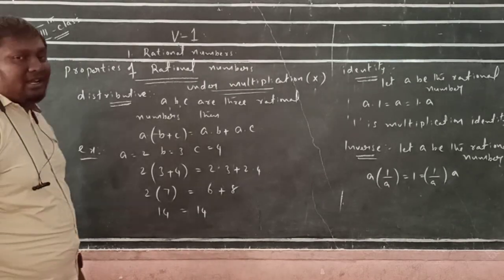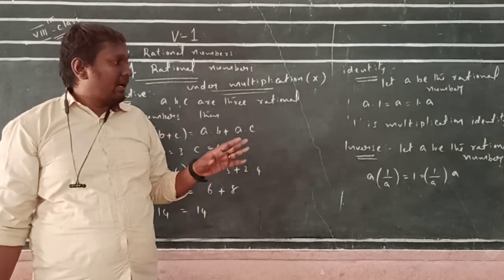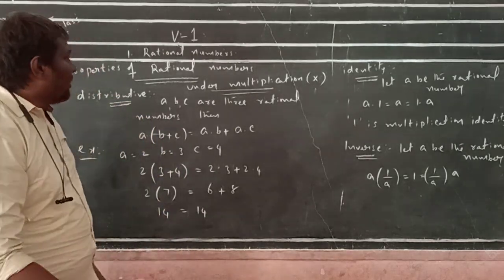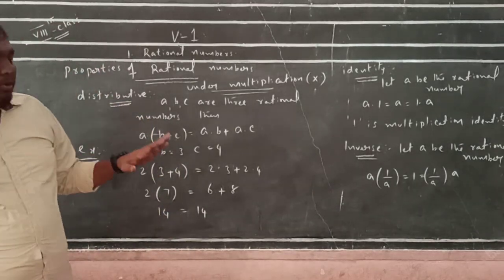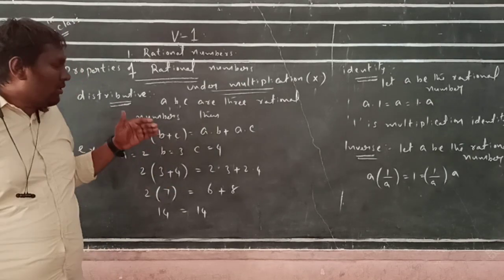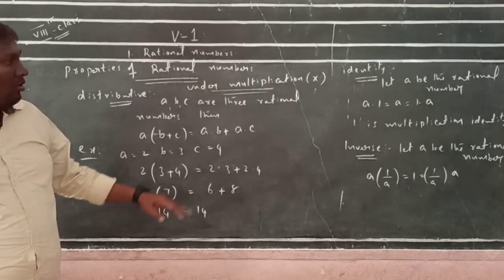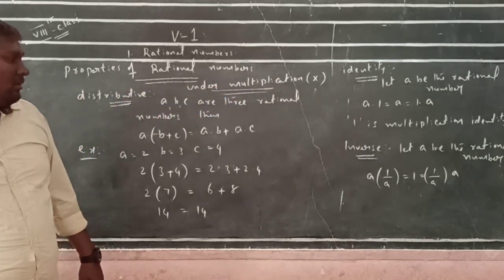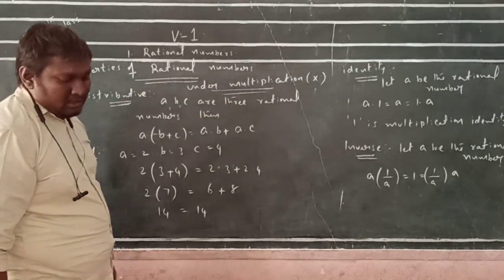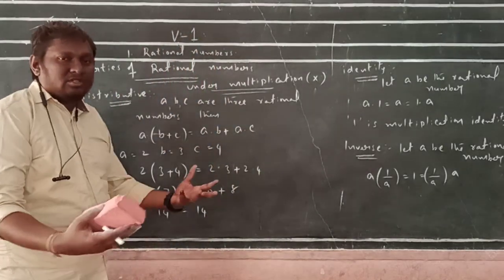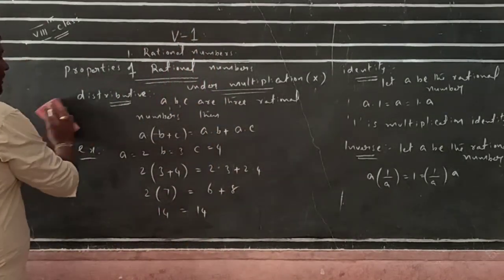Here 0 is the additive identity and 1 is the multiplicative identity. Okay, understand? The closure property, commutative property, associative property, identity, inverse and distributive property over addition, all are satisfied. Okay, understand? Then you have to go to some sums. You have to do some sums.